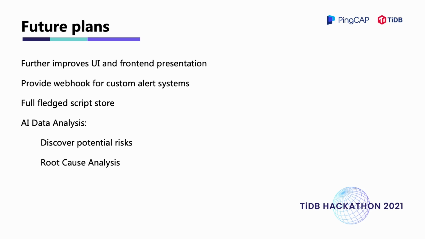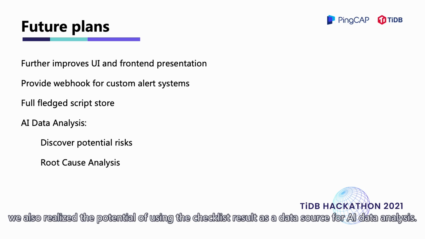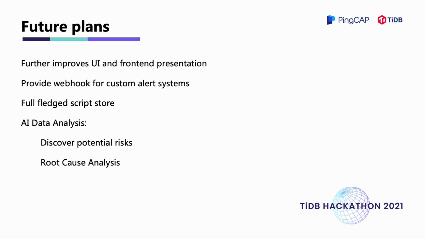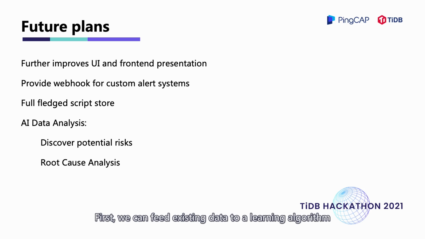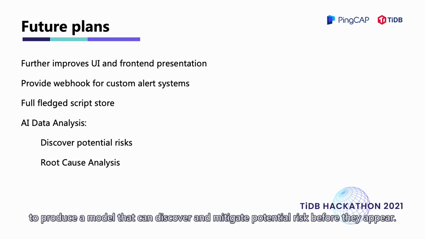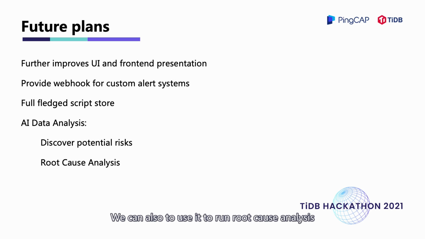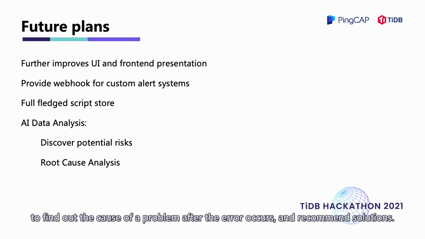During development, we also realized the potential of using the checklist result as a data source for AI data analysis. So we proposed two ideas. First, we can feed existing data to a learning algorithm to produce a model that can discover and mitigate potential risks before they appear. We can also use it to run a root cause analysis to find out the cause of a problem after an error occurs and recommend solutions.